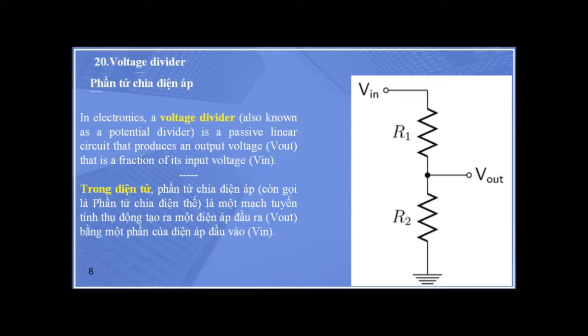20. Voltage divider. What is a voltage divider? In electronics, a voltage divider, also known as potential divider, is a passive linear circuit that produces an output voltage that is a fraction of its input voltage.